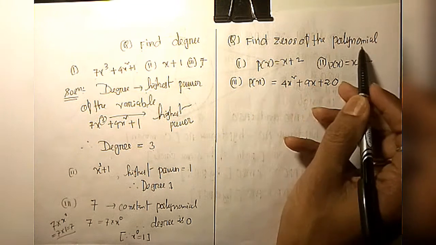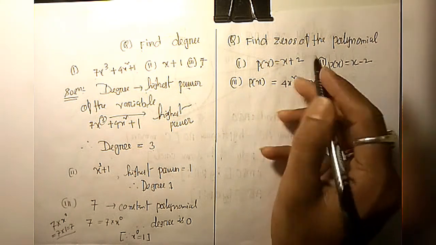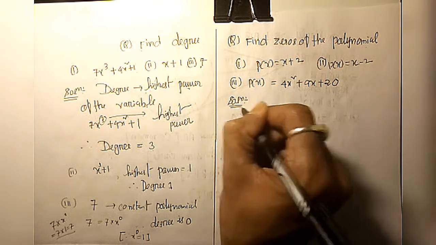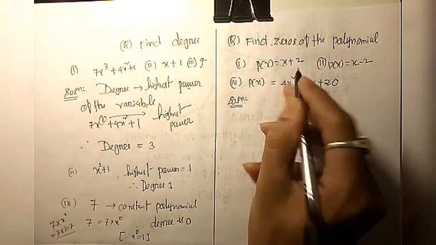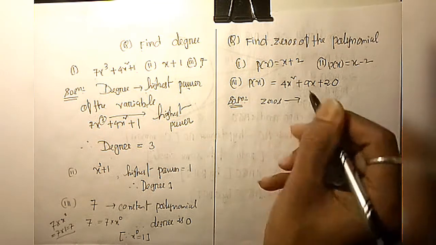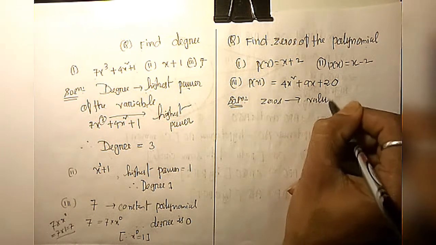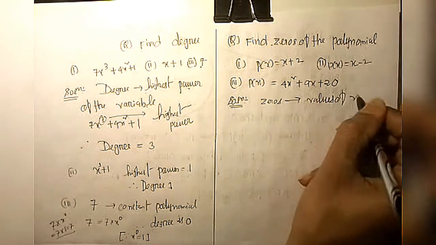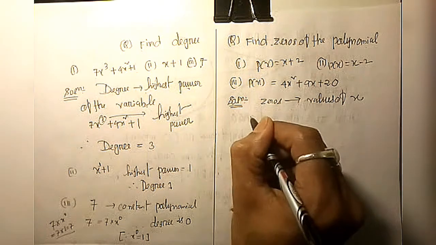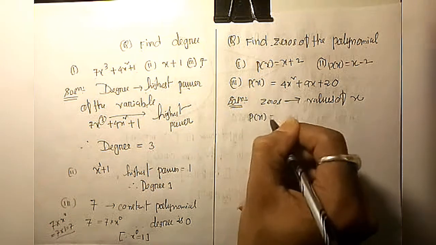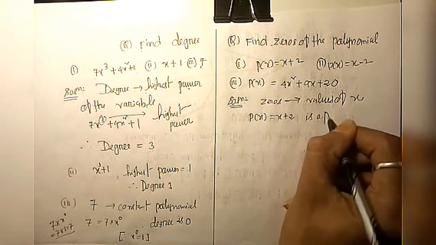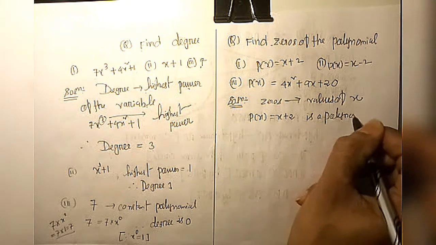Moving to the next question, find the zero of the polynomial. Zero means we need to find the value of x. In class 8 we have already discussed linear equations in one variable, finding the value of x. So, zeros and values of x are the same. In this case, the polynomial P(x) equals x plus 2.